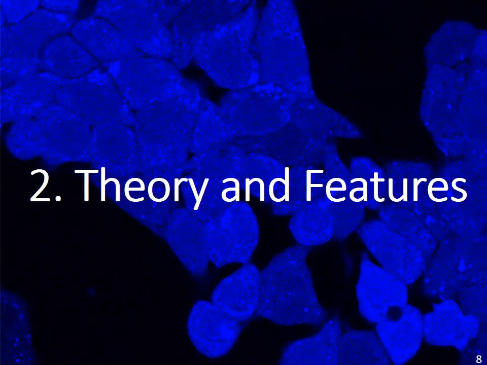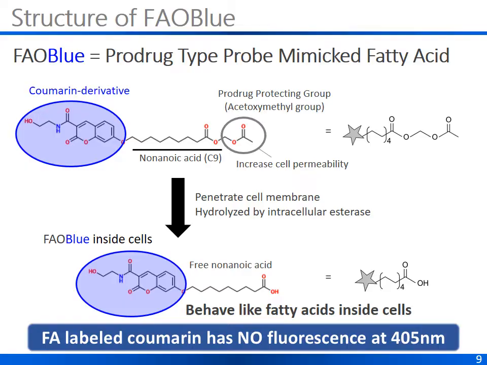In this section, I'm going to talk about the theory and features. FaoBlue is a prodrug type probe mimicking fatty acids. It consists of a coumarin derivative part, a nonanoic acid part, and an acetyl-methyl group as the prodrug protecting group. The acetyl-methyl group increases cell permeability, allowing FaoBlue to permeate into cells through direct penetration of the cell membrane, and its acetyl-methyl ester is hydrolyzed by intracellular esterases.